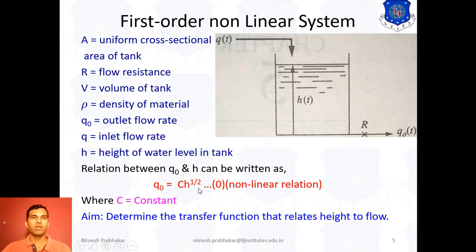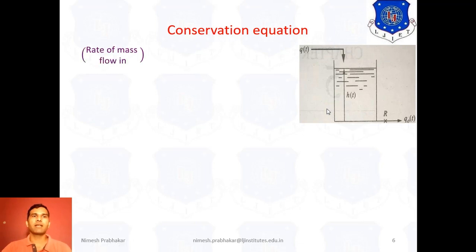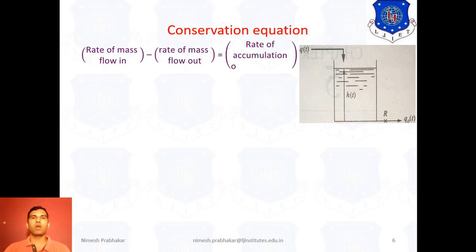Now here the aim is the same for the non-linear system as for the linear system. The aim is to determine the transfer function that relates the height to flow. That means we have to find the transfer function. So for this we take the conservation equation. From the conservation equation we can write: rate of flow in minus rate of flow out is equal to the rate of accumulation of mass in the tank.